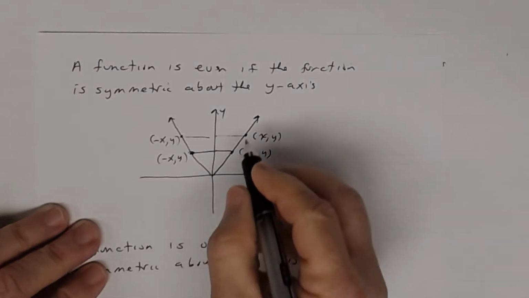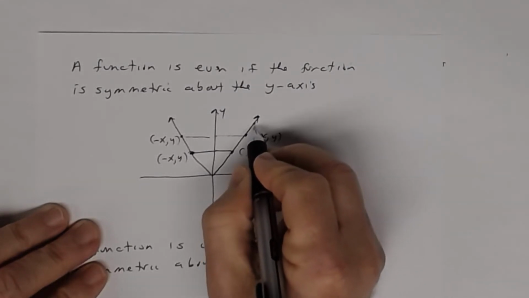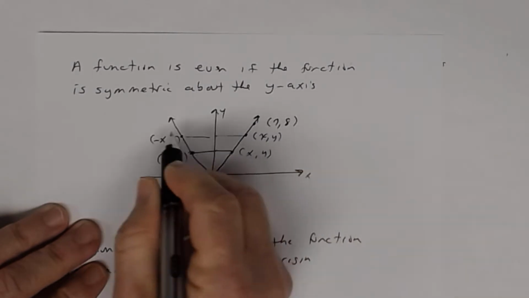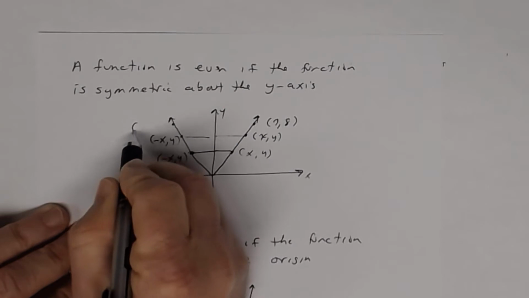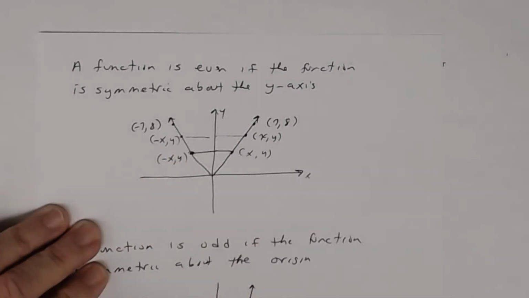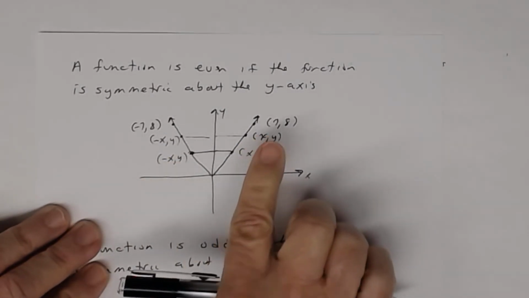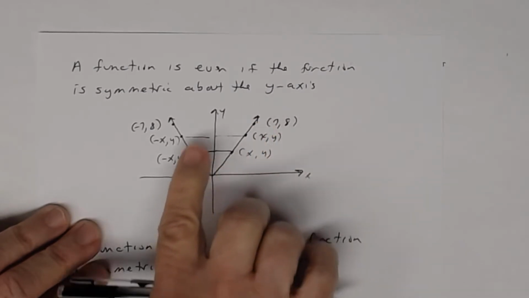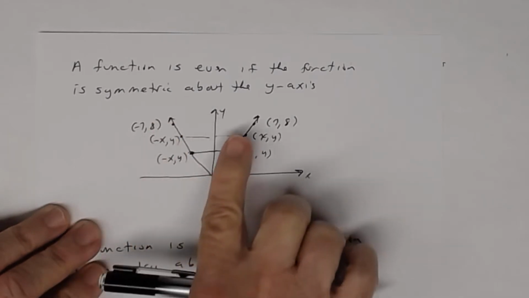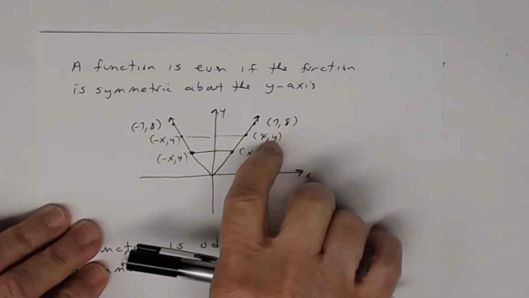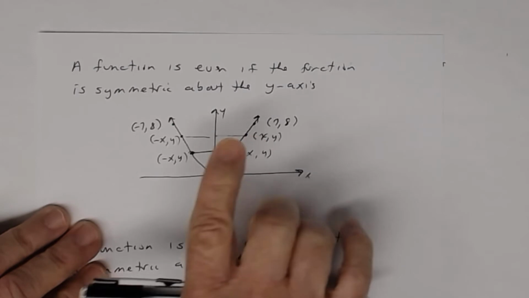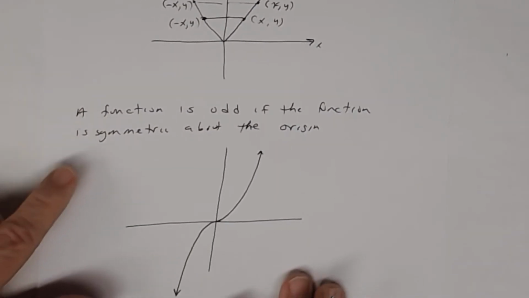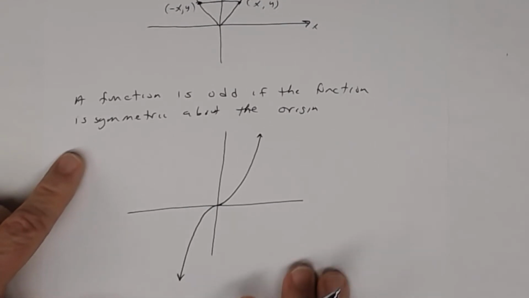Okay, so in other words, if this point here, let's say, is (7, 8), then this point here better be (-7, 8). Okay, so a function is an even function if it is symmetrical about the y-axis. So if you get a point (x, y) on one part, then (-x, y) better be in the other part. All right, a function is odd if it's symmetrical about the origin.